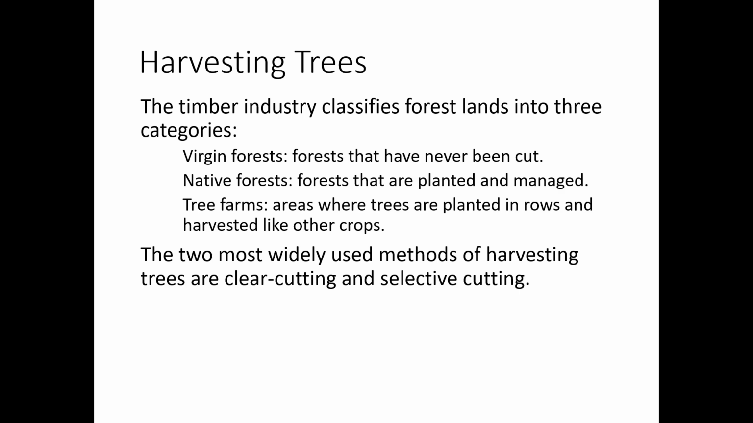Some terminologies. You can classify forest lands into three different categories. You have your virgin forests, which are forests that have never been cut down before. The trees have just remained there in their native habitat. And then you have native forests, which are forests that were planted and managed. So basically, it's kind of like forests where there wasn't a forest there, but we went ahead and just planted this forest that didn't exist before, and then it's basically just used to grow trees so that you can cut them down for making paper and furniture and stuff like that.